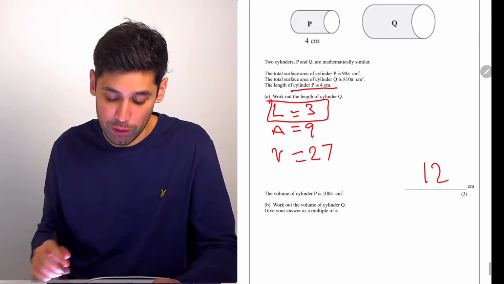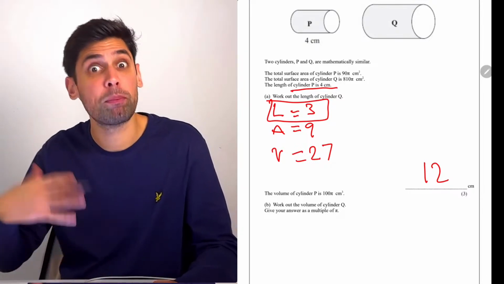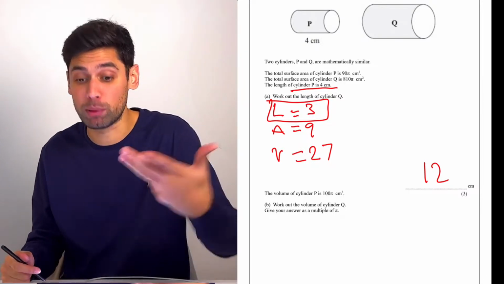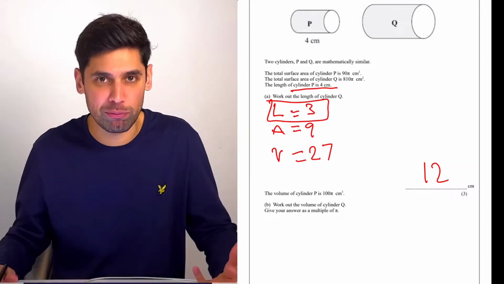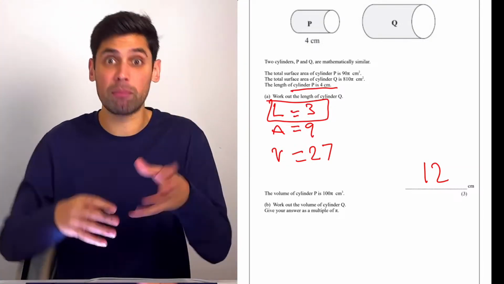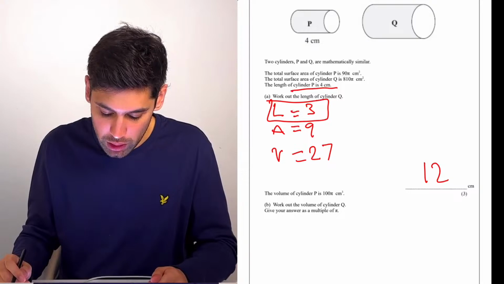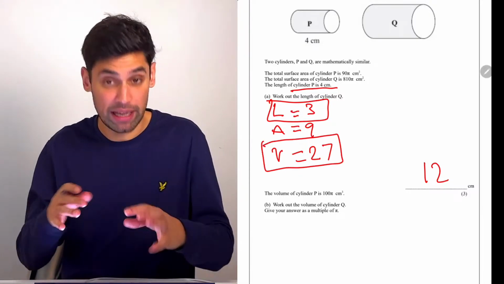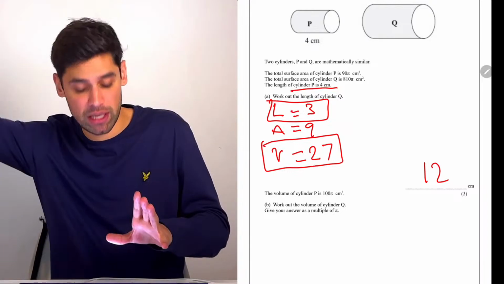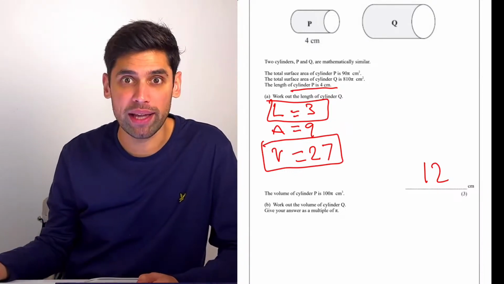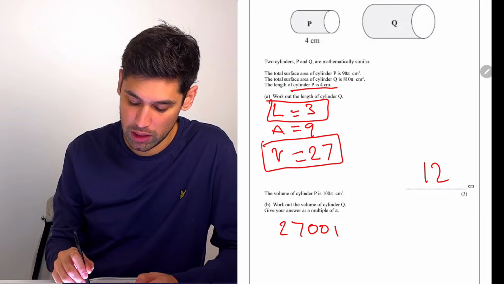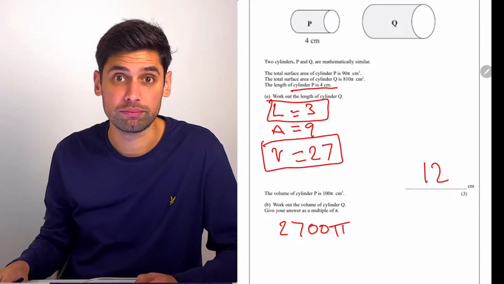The next one, the volume of cylinder P is 100 pi. Work out the volume of cylinder Q, give your answer as a multiple of pi. When it says give your answer as a multiple of pi or in terms of pi, it just means something pi. So we're going to use the volume scale factor for this one. So we're going to be, again, going from small to big, so we're going to be timesing by 27. And 100 pi times 27 is just 2700 pi, which is the answer.